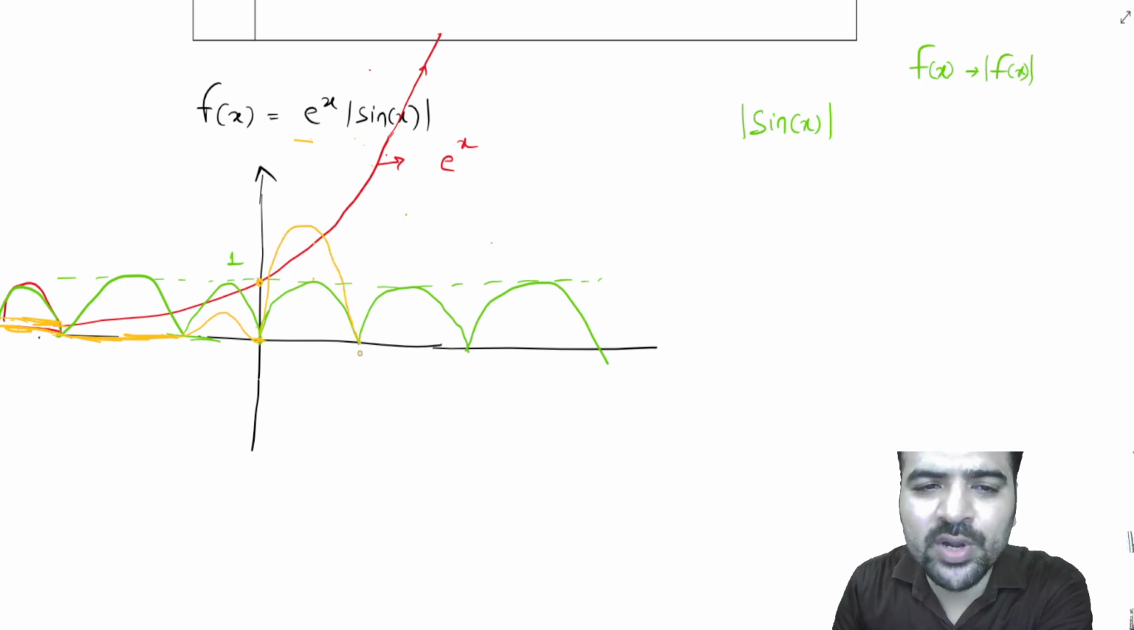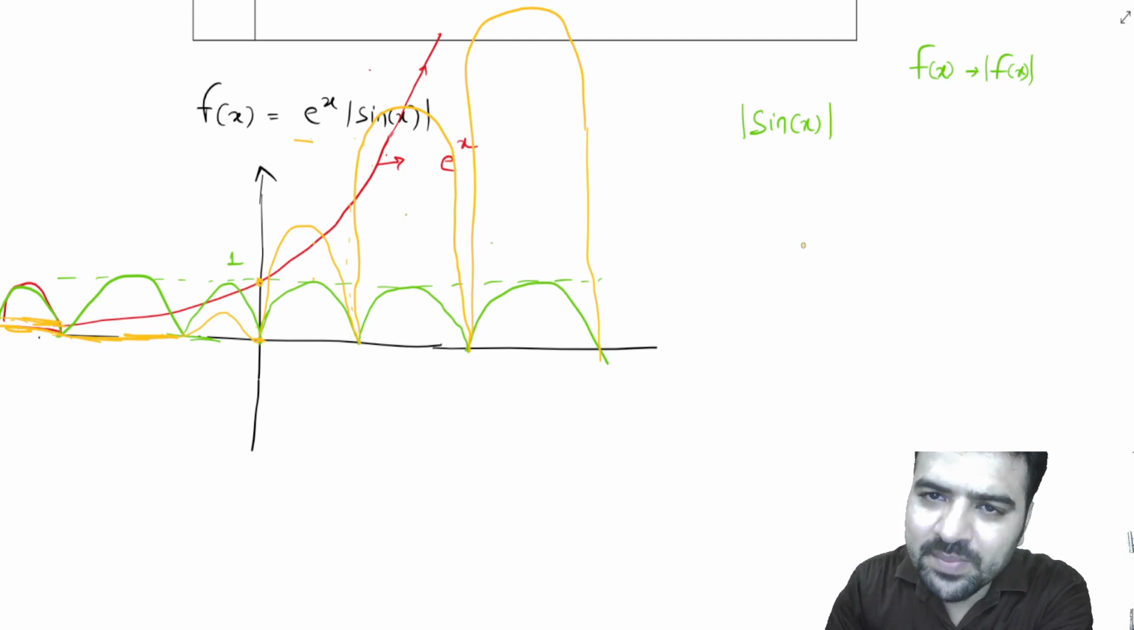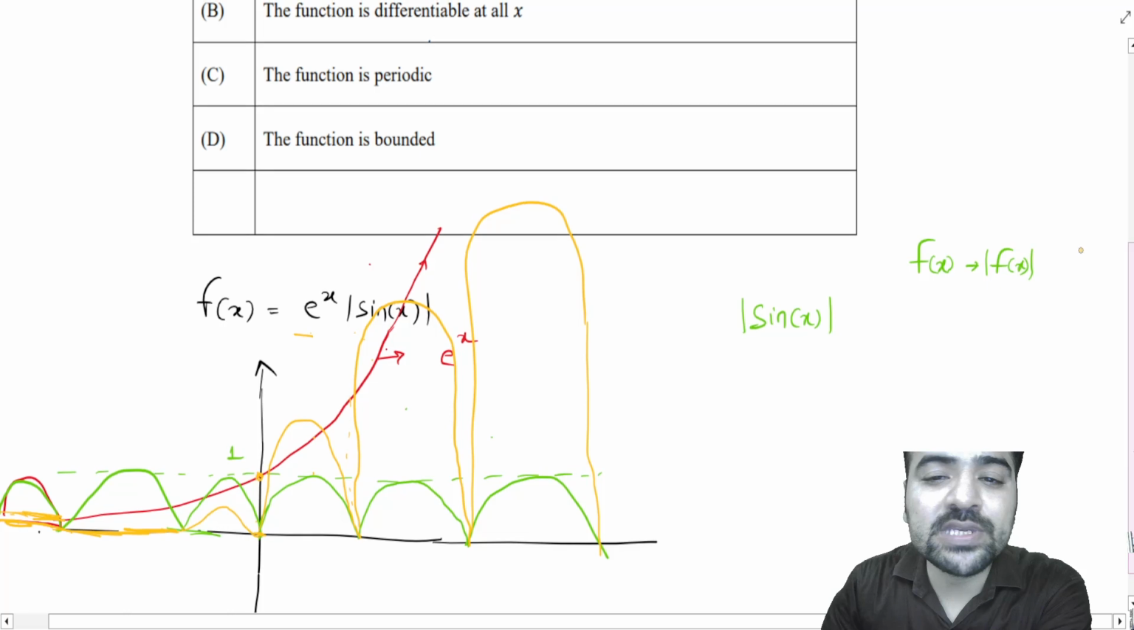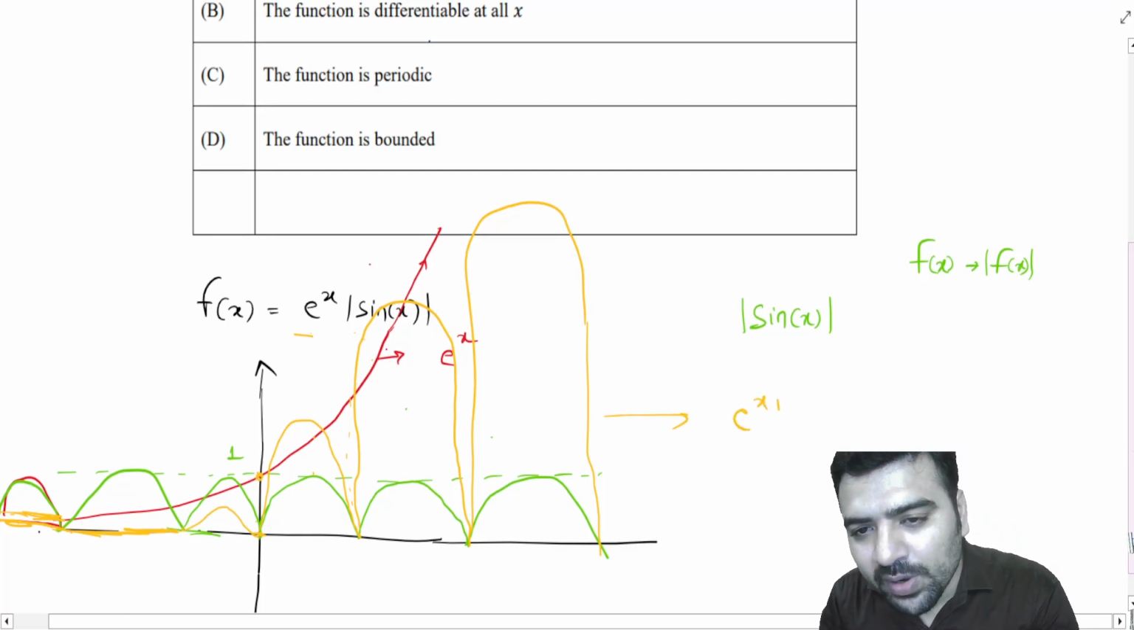And 0 into whatever will be 0. Similarly, it will become bigger and bigger, and so on. And at one stage, it will become infinity. When e to the power x is infinity, this will also become infinity. Okay, so this is a freehand sketch of e to the power x mod sine x.